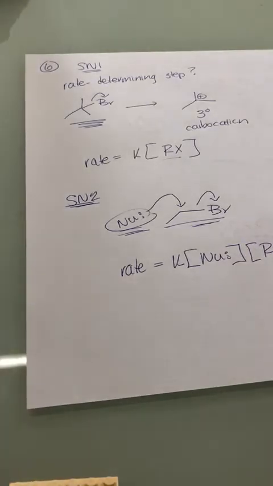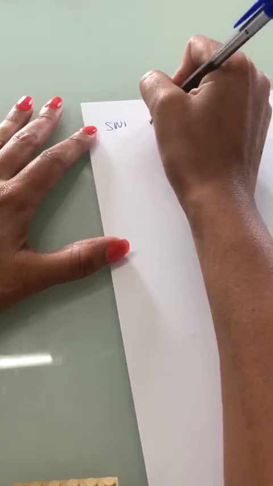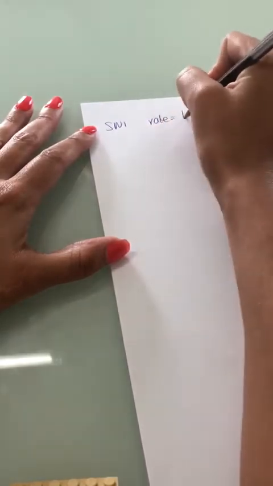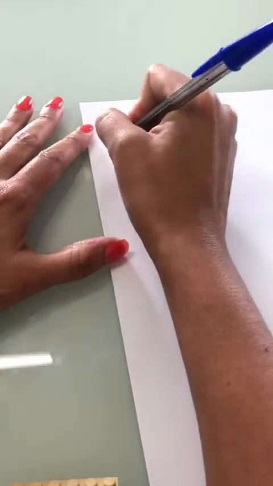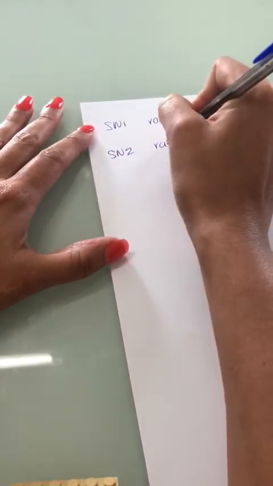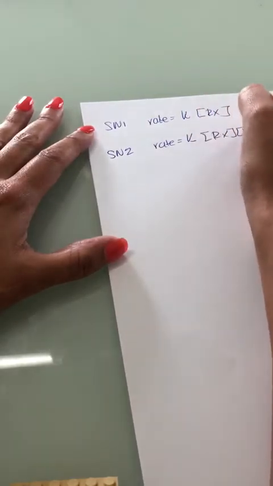Okay, so knowing that, how can you design an experiment that will tell you if your nucleophilic substitution reaction is SN1 or SN2? Okay. For SN1, the rate depends only on the concentration of the haloalkane, and for SN2, the rate depends on the concentration of both the haloalkane and the nucleophile.